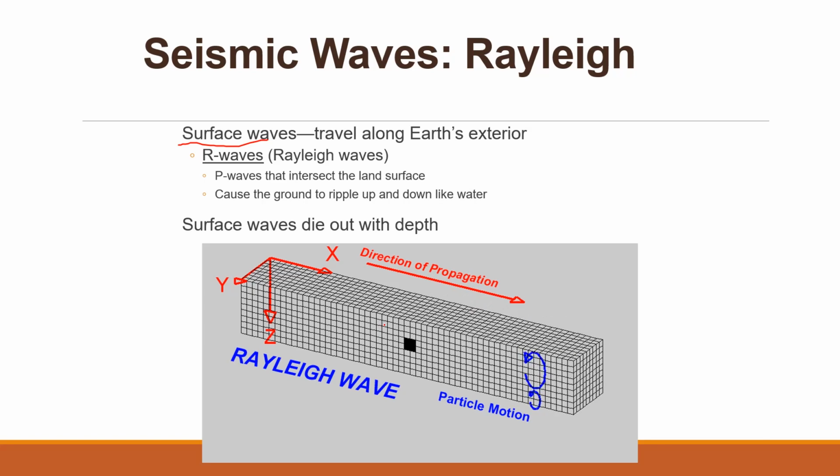These are the things that cause the most damage. They are only on the surface though. So you do not get these types of waves if you have a very deep earthquake because it's not interacting with the surface very much, and they do not impact very far down. These, however, can travel a great distance around the Earth.